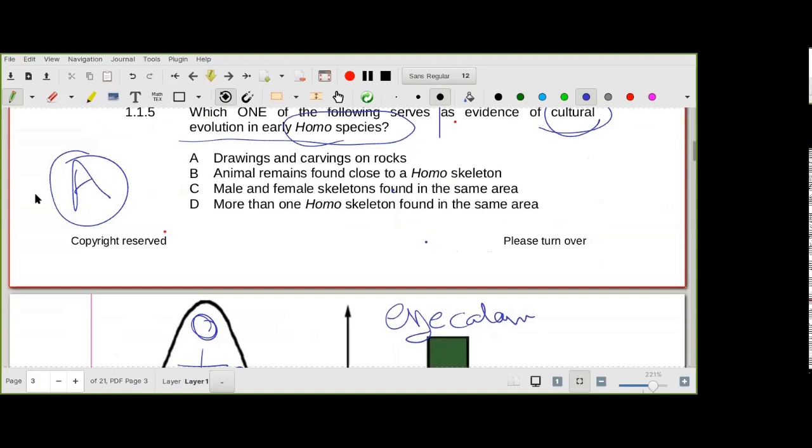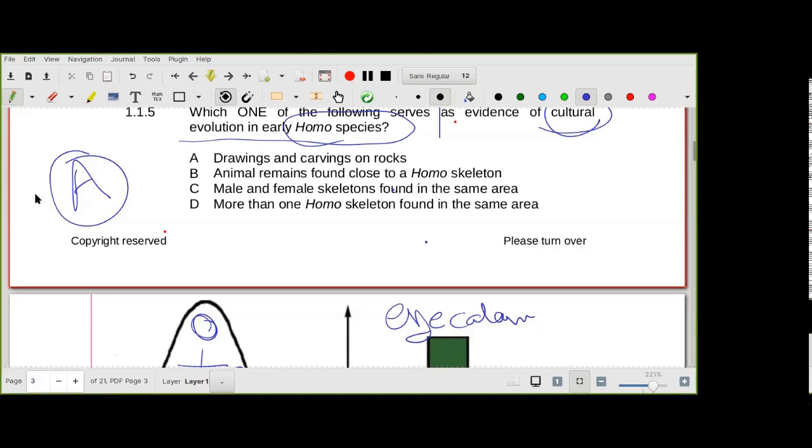B says animal remains found close to a Homo skeleton. No, that can't be culture. Why? Because it could mean several things. I could have eaten the animal and the bones were left there. Any animal that eats, whether he's got a culture or not, could have left other animal bones around him. Any carnivore could have. Secondly, male and female skeletons found in the same area does not mean that there's a cultural thing to it. Males and females come together and do many things. That's not cultural. I'm not going to go into what they do, but yes, they can do many things that are not cultural. And all animals do them.